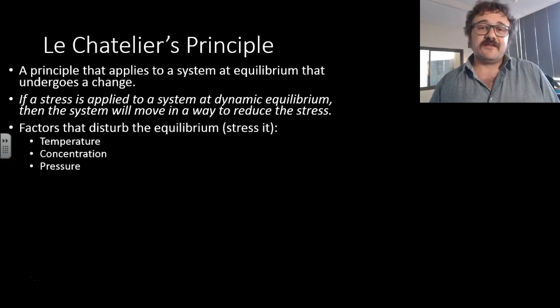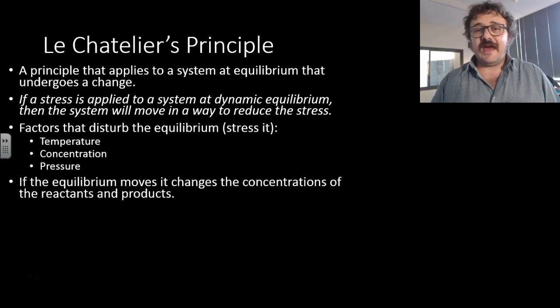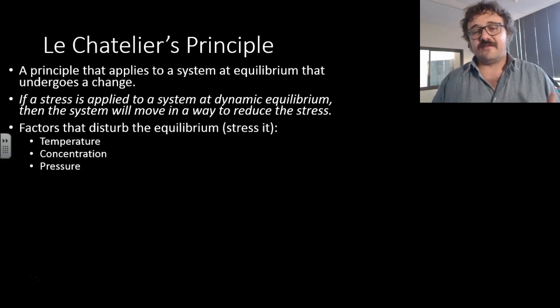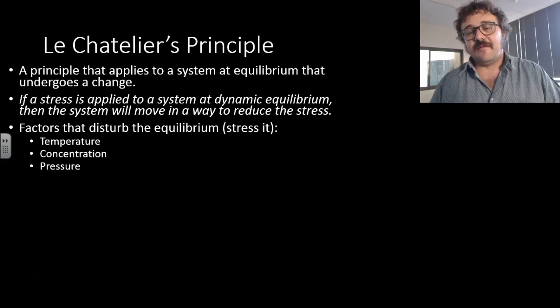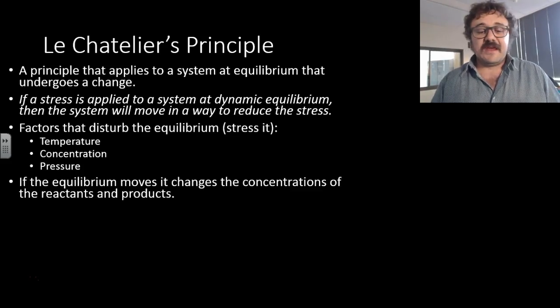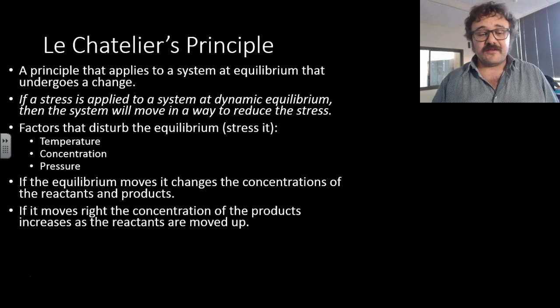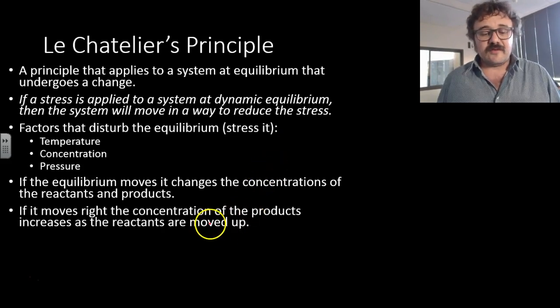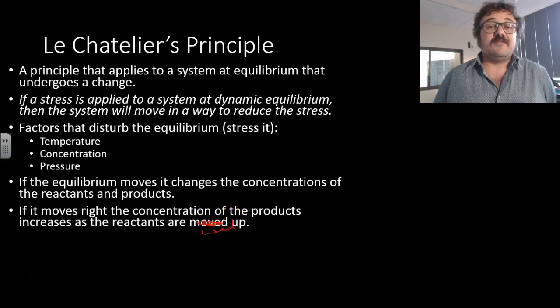So the factors that we can stress a system with and will disturb the dynamic equilibrium are temperature, pressure, concentration, and if it's an acid-base reaction, pH, because that adds hydrogen ions and hydroxide ions, so it's changing the concentration. If the equilibrium moves, it changes the concentrations of the reactants and products. That's pretty straightforward. But the tricky part is, if the equilibrium moves to the right, that means you'll have more products and more reactants are used up.